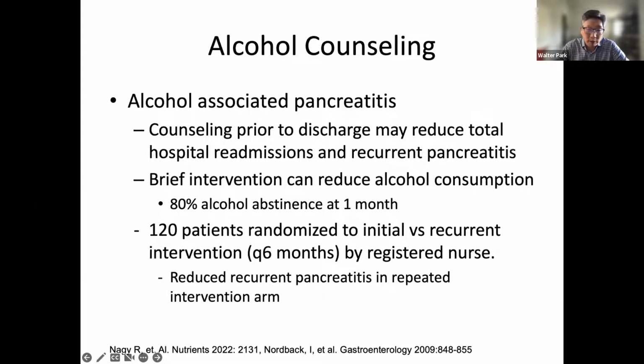Finally, in alcohol-associated pancreatitis, there have been some studies demonstrating counseling to be beneficial, even if brief and simple, prior to discharge, showing that it may reduce total hospital readmissions and recurrent pancreatitis. And an old study from Nordbeck and colleagues over 10 to 12 years ago showed that with repeated interventions, even with the use of a registered nurse, there was a reduction in recurrent pancreatitis, particularly in the repeated intervention arm.